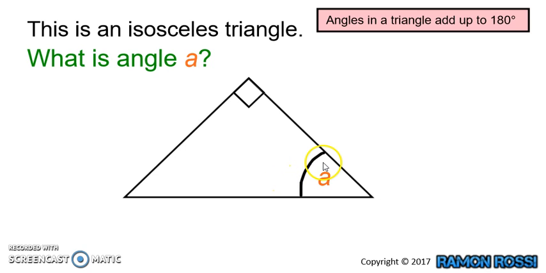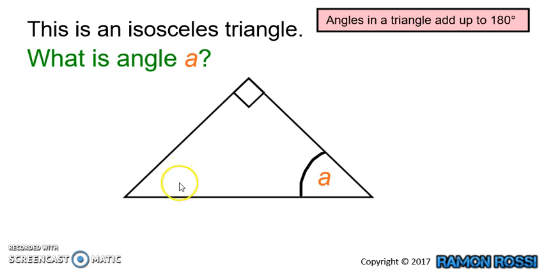Now we need to know this. We need to know that every single triangle in the entire universe, if you add up the angles on the inside, it will always add up to 180 degrees, just like a straight line. So, now that we know the total, we can take away the angles that we know to find angle A.